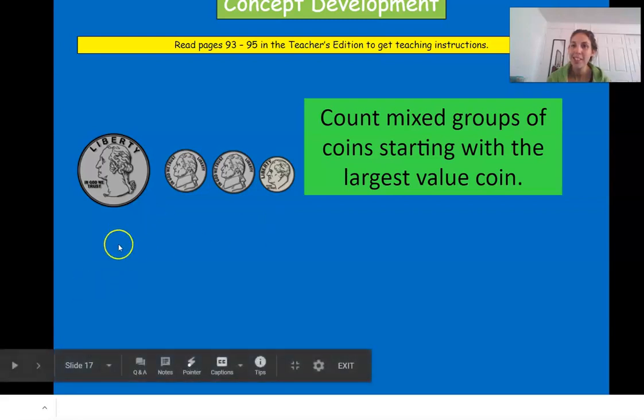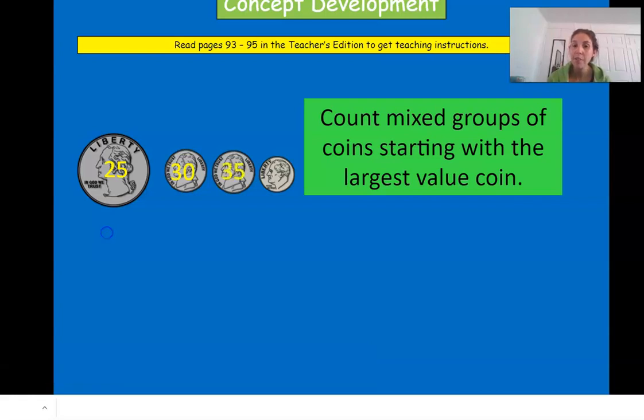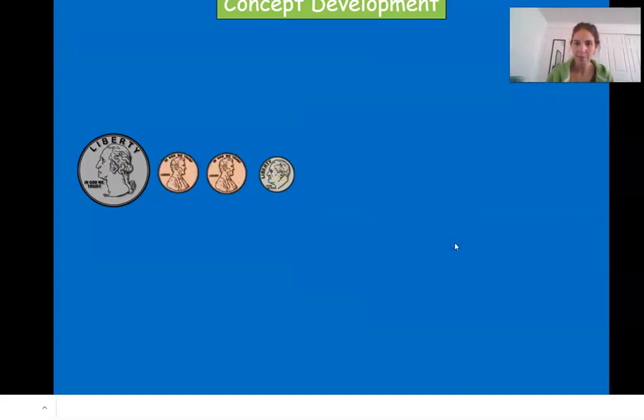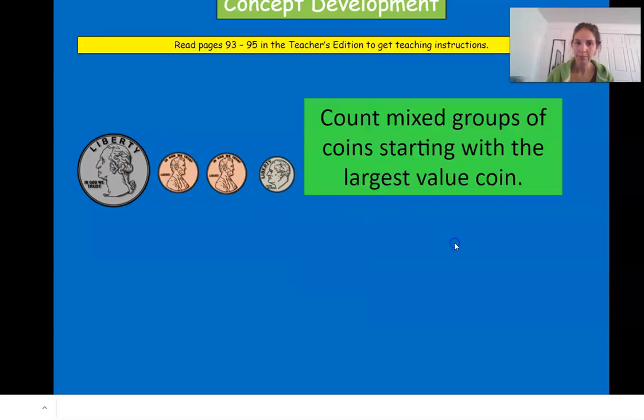Okay, let's see if we get the same answer. So we start with 25, and 5 more is going to give us 30, 35, and 45. Did you get 45? If not, that's okay. We're going to keep practicing, okay? All right, let's look at this one.